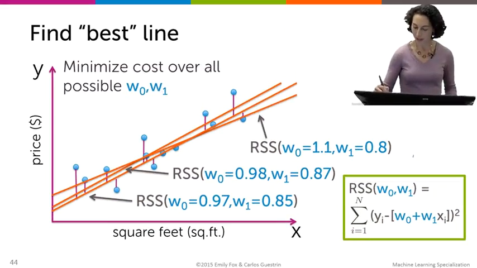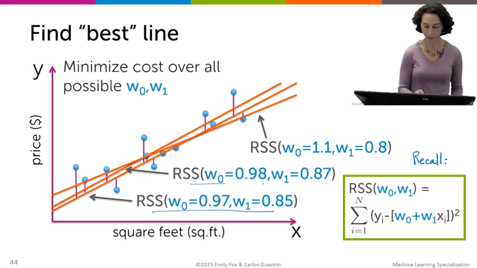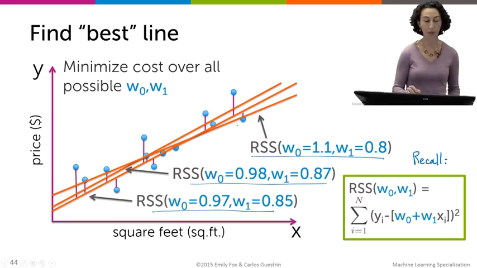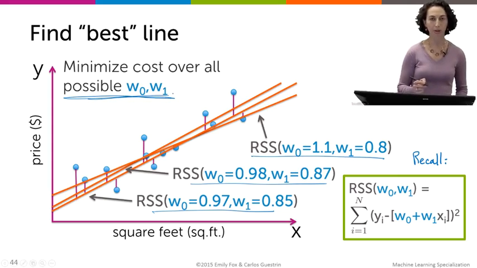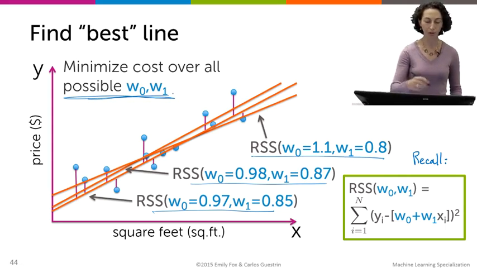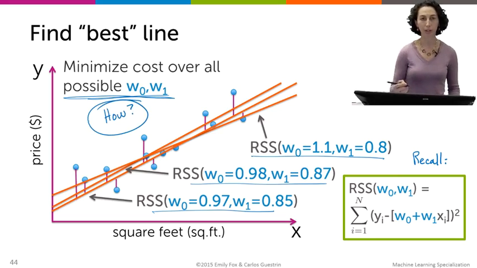Okay, so recall that our cost was defined as this residual sum of squares, and for any given line, we can compute the cost of that line. So for example, we showed 3 different lines and 3 different residual sums of squares here, but our goal was to minimize over all possible W0 and W1 slopes and intercepts. But the question is, how are we going to do this? That's the key question that we're looking to address in this part of the module.